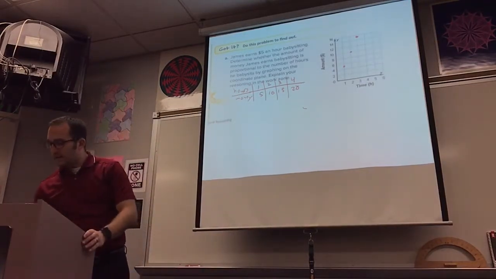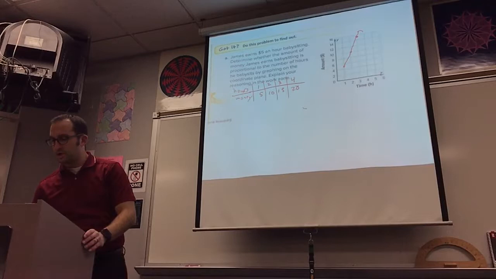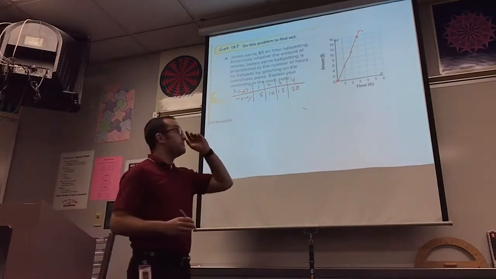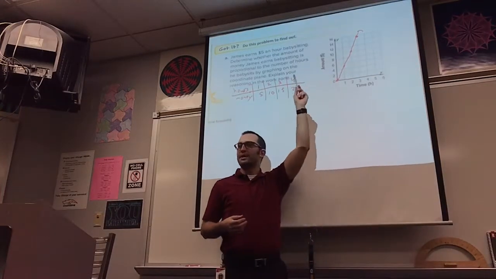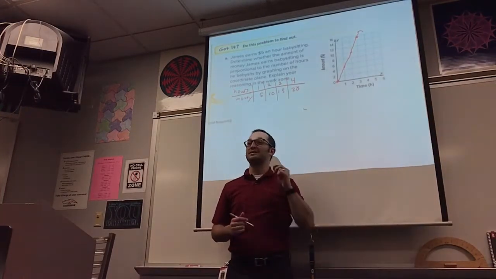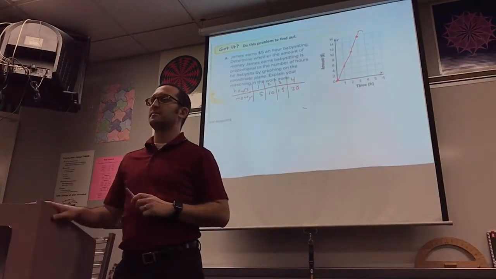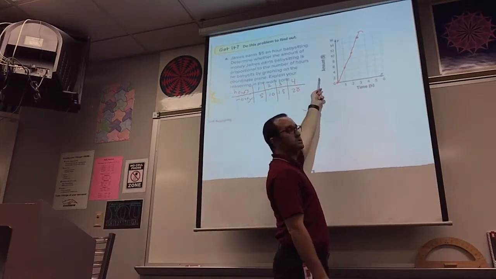So when I draw my line, what should I be looking for? Good, and if I continue this line, does it go through the origin? Good, and why does that make sense? In the real world, what does this point mean? 0. No, that's what it is. In the real world, what does it mean? Did you hear that? If you work 0 hours, you get $0.